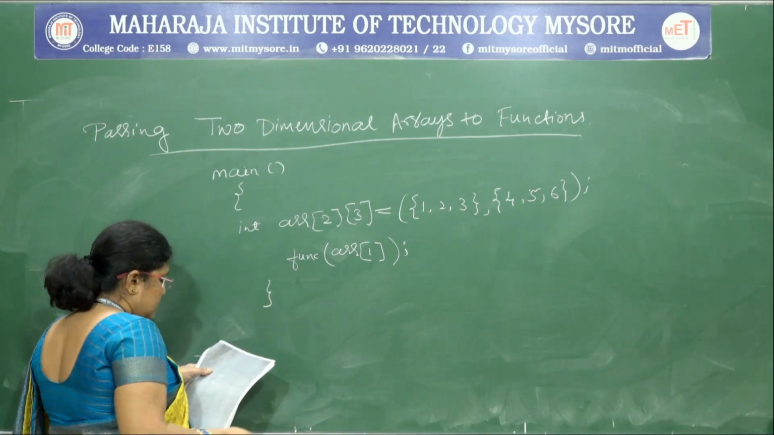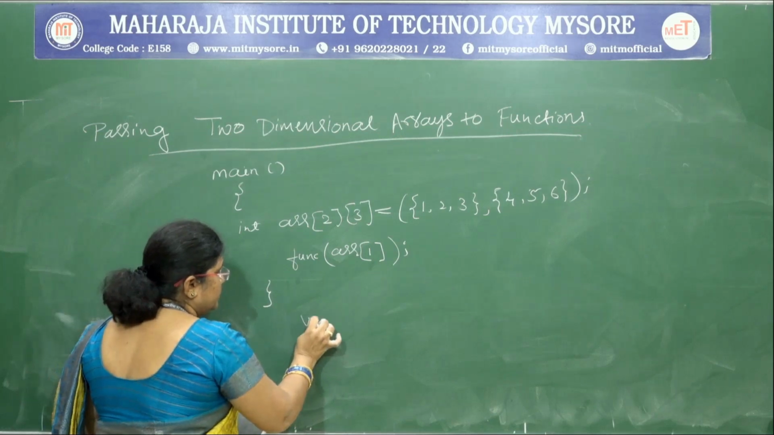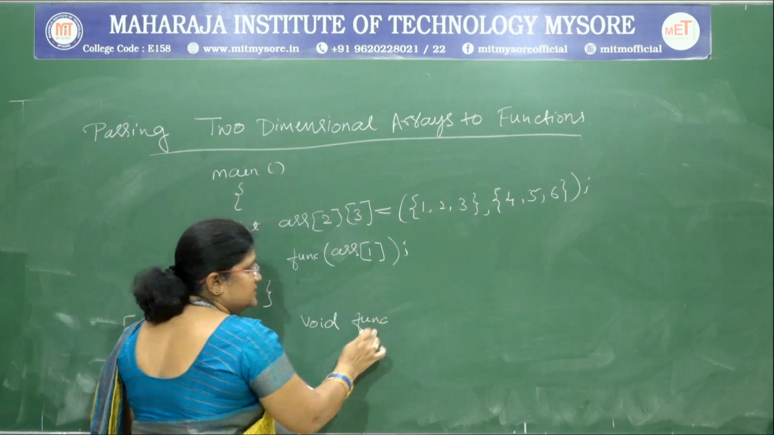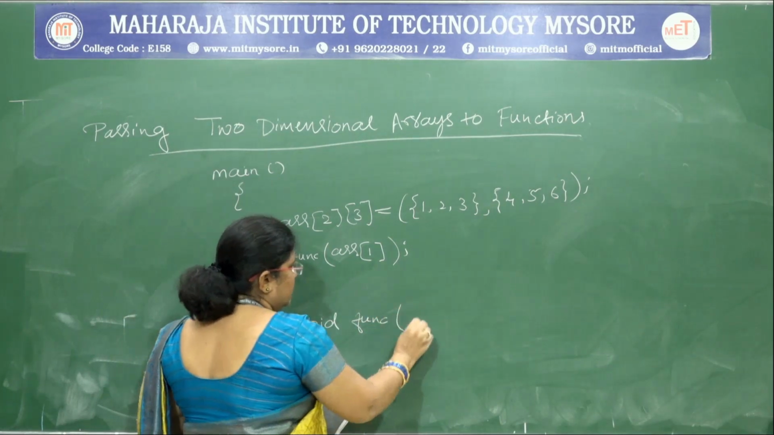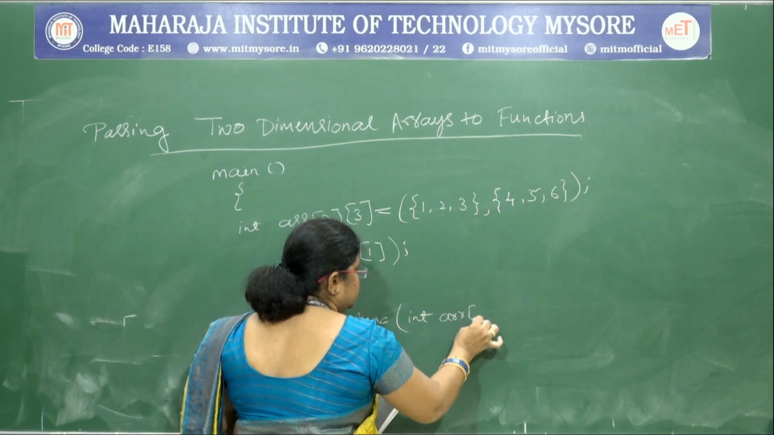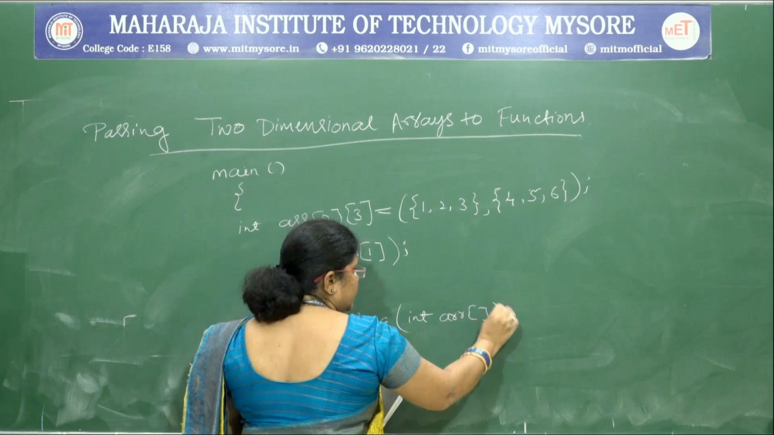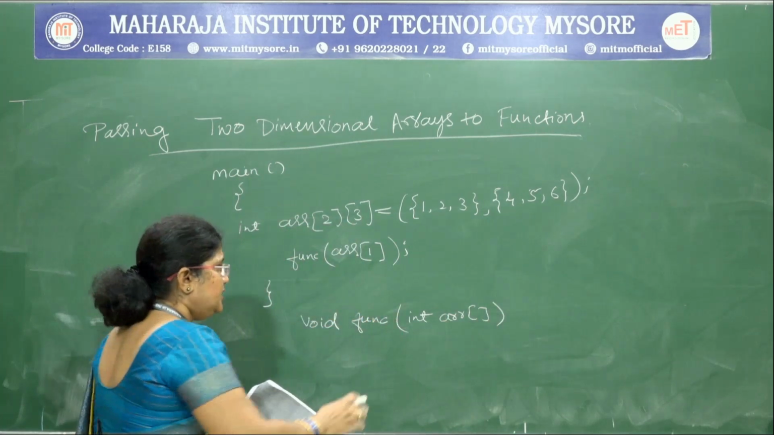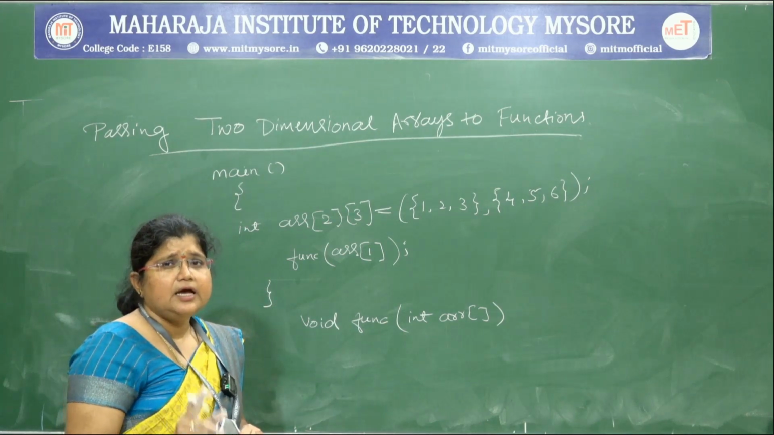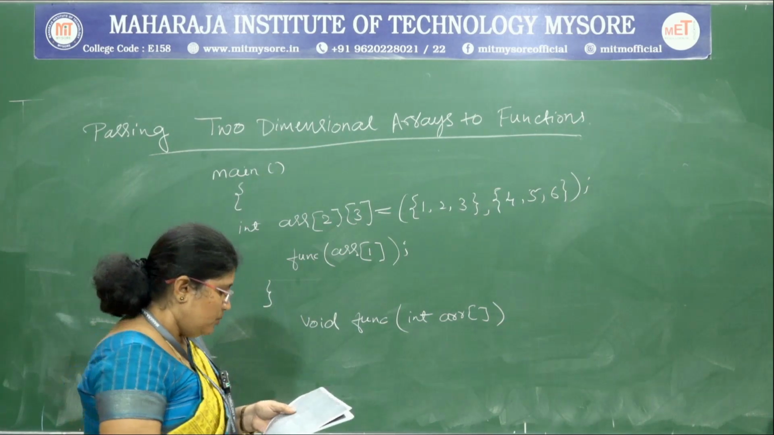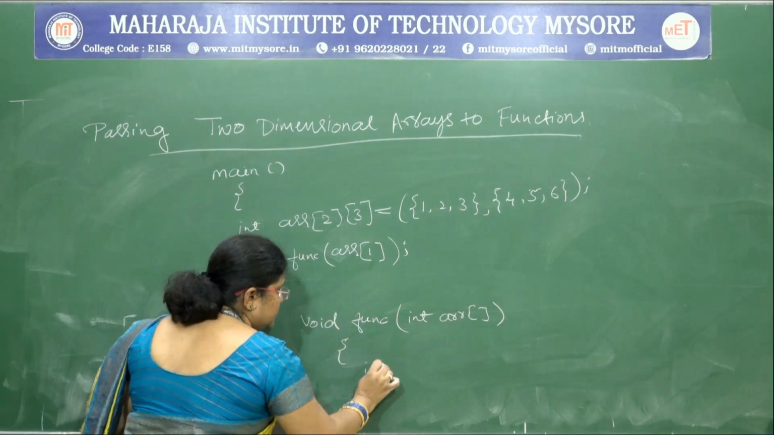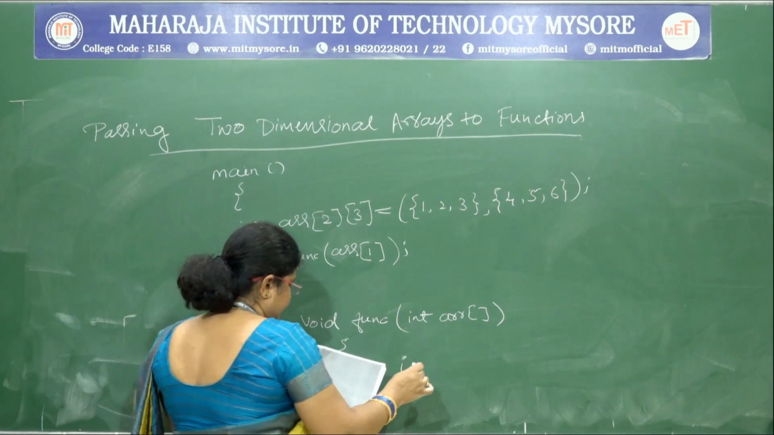Now the function here is void func, which is the name of the function. The parameter or argument which is received here is array elements. It indicates a single dimension. So we are just passing one row of elements to the function, and then the function is going to take place with int i.